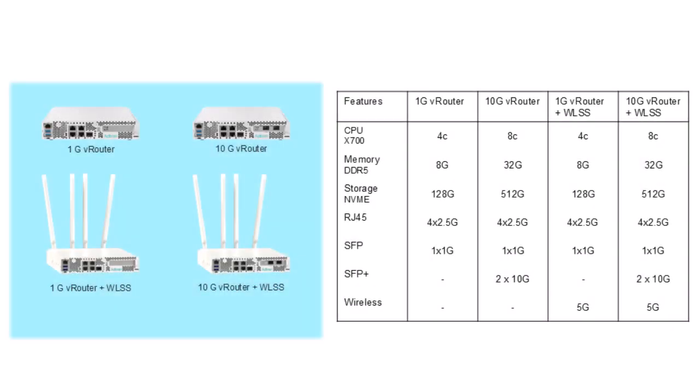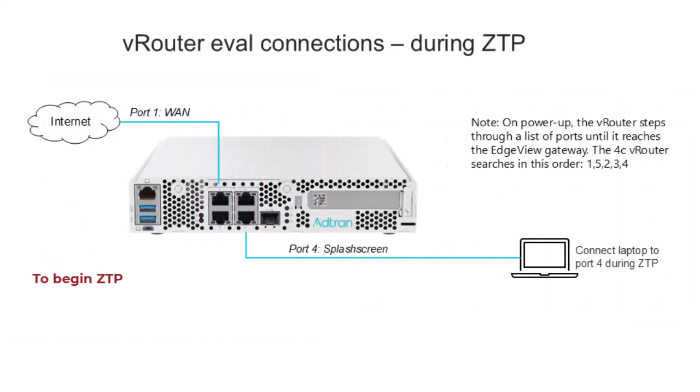Now let's look at the servers. vRouter servers can be 4-core or 8-core and have options for 10 gig and 5G wireless interfaces. In this eval, we're using the 4-core servers. So, with your server powered off, connect the ports as shown. And if you're operating behind a corporate firewall, make sure ports 500 and 4500 are open on the firewall so Cloudlet can initiate a tunnel to Edge View.